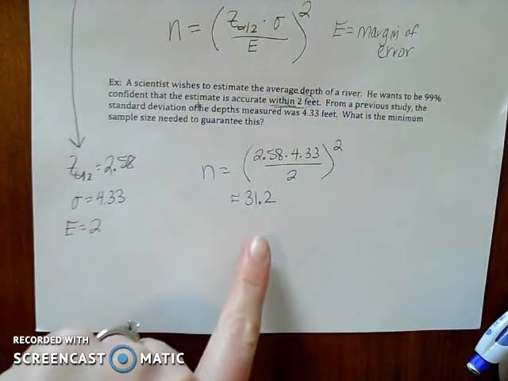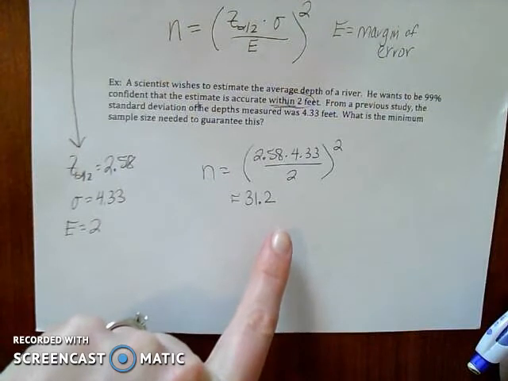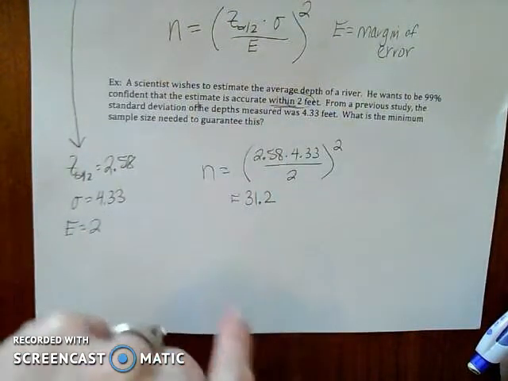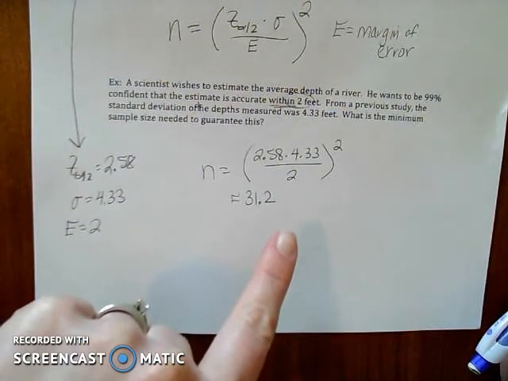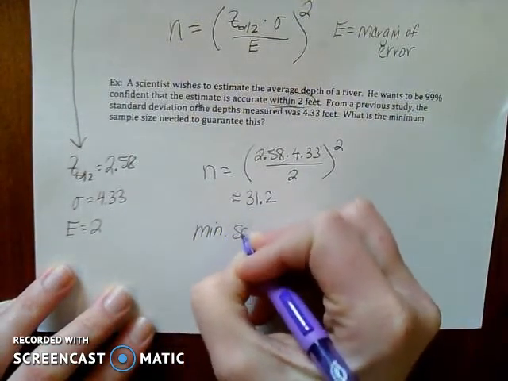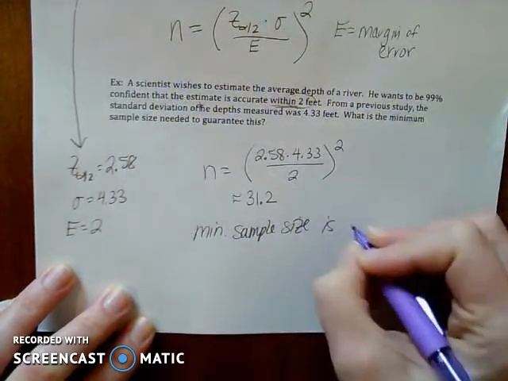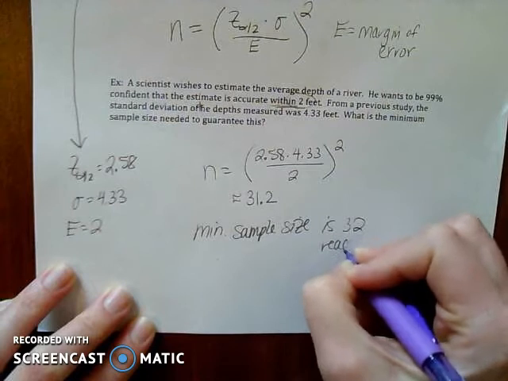Even though normal rounding rules would say that's 31, you're not going to get within your 2 feet if you only do 31. So you always have to round up. So minimum sample size is 32 readings.